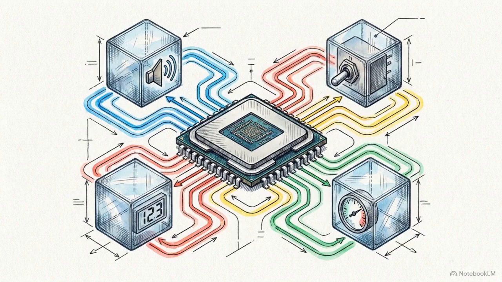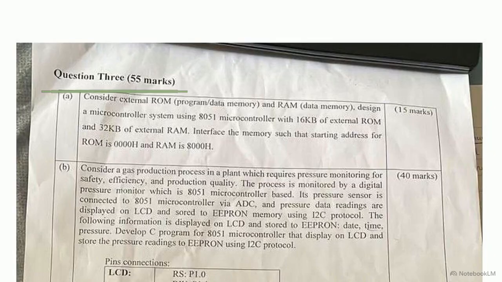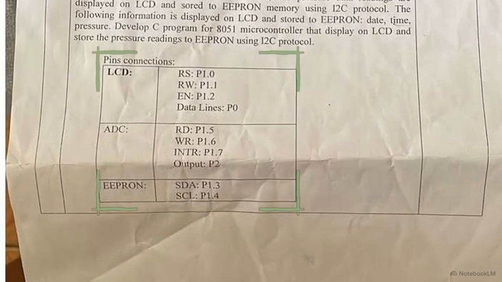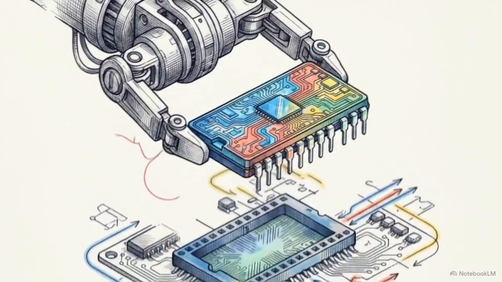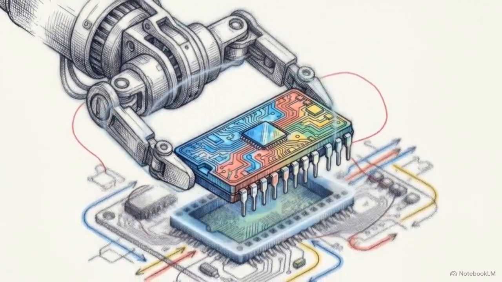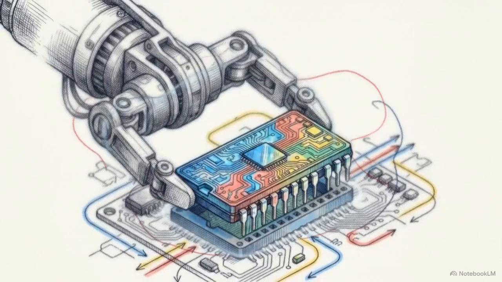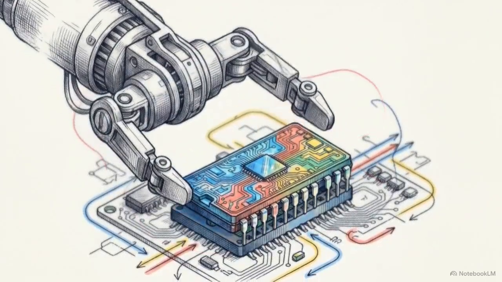These techniques scale well beyond simple switches and speakers. Moving forward in the same exam, Question 3 introduces much more complex peripherals, driving an LCD screen, reading pressure data via an analog-to-digital converter, and writing to an EEPROM over an I2C protocol. Interfacing with these advanced components requires the exact same foundational tactics: strict data typing, bit-level addressing, and precise loop control. Developing this proficiency transforms the C programming language from a simple data processing tool into a highly precise instrument for physical hardware management.